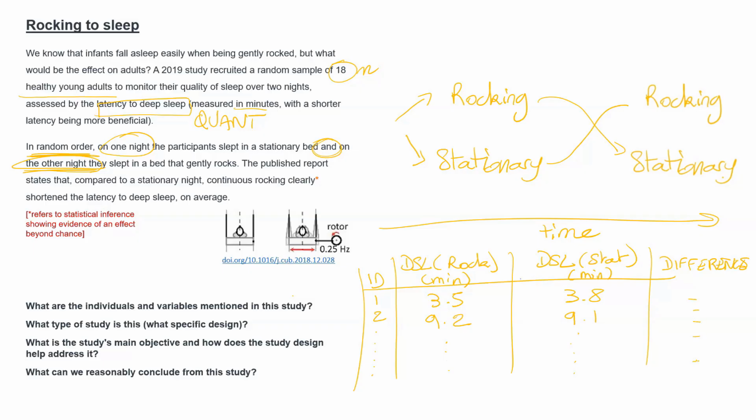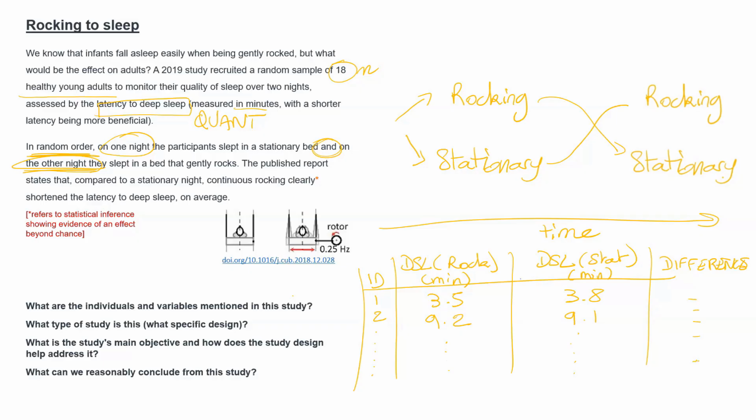So how is this design helpful with the study's objective? How do you know whether something is helpful? It can only be helpful relative to something else. So this is why here we want to compare a stationary bed with a rocking bed and not just measure people's sleep when they are in a rocking bed. The interest of the matched pair or crossover design is that we can do that comparison for each individual.